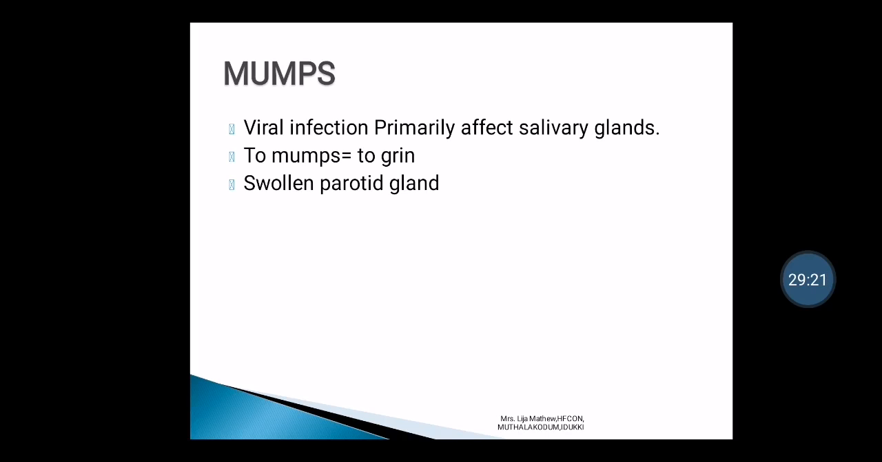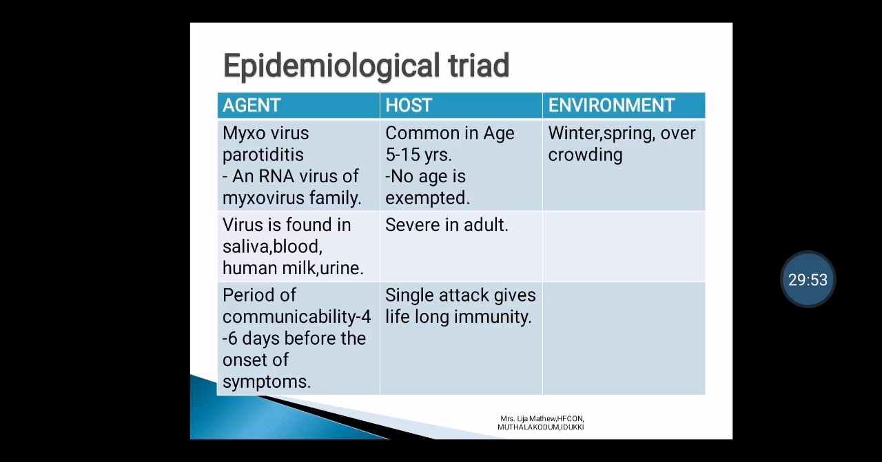So mumps is a viral infection of humans. Primarily we can see it in humans, and it primarily affects the salivary glands. The word really originates from the British word to mump. To mump means to grimace or be grim, that means the appearance of the patient as a result of the swollen parotid gland. It seems to be very grim. In Malayalam, we say mundineeru, have we not heard that? Yes, the salivary glands will be a little swollen. That is known as the mumps condition.